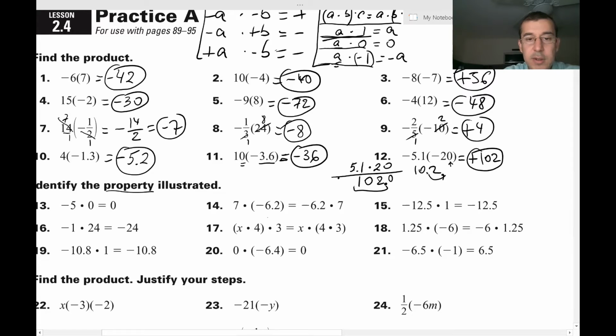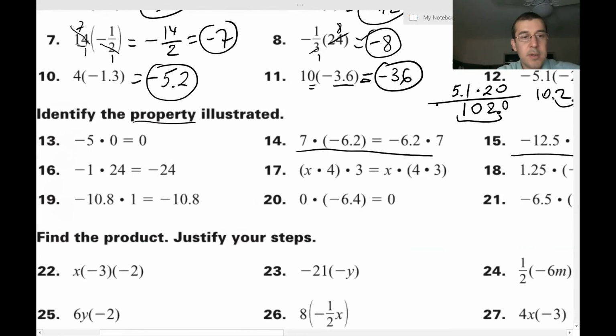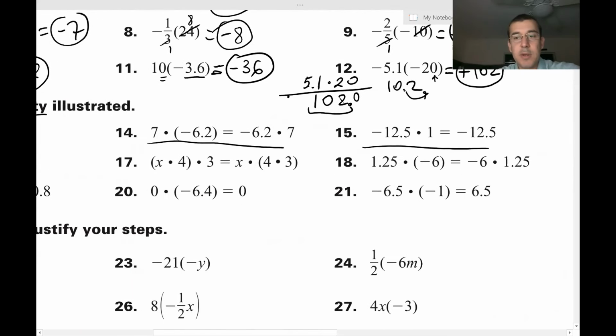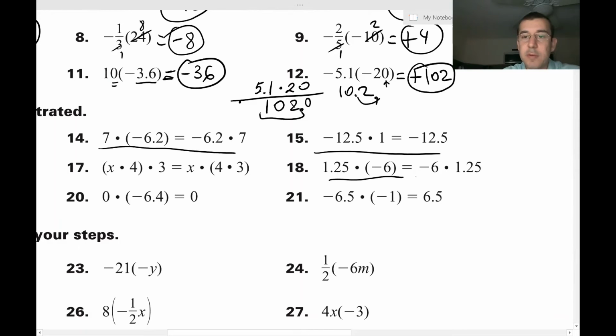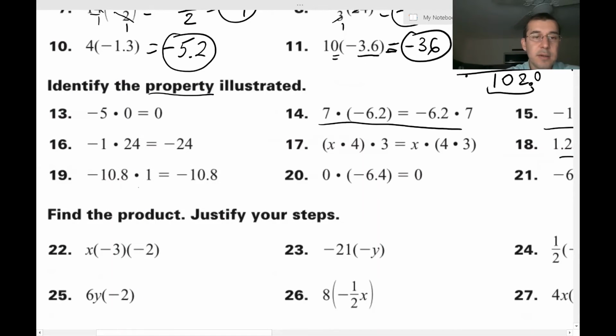Number 14, this is the commutative property, okay, of multiplication. This is the identity property of multiplication. This one, a times 1 equals 1a. Next one, 16. This is the multiplicative property of -1. Okay. Number 17, this is the associative property of multiplication. Number 18, this is the commutative property of multiplication.